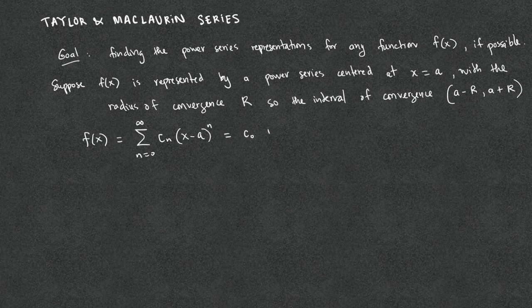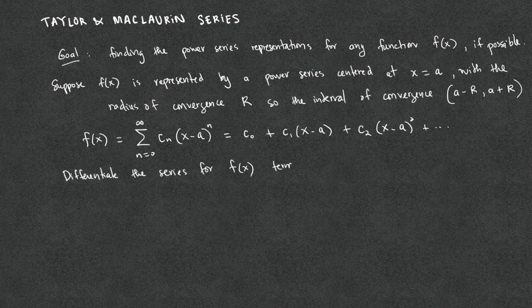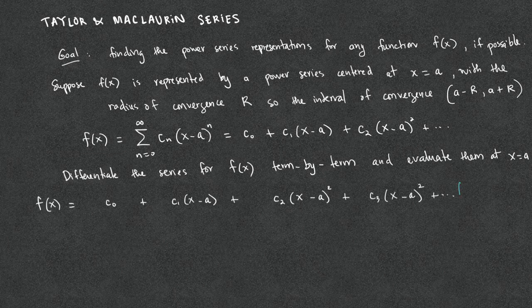When n equals 0, the term is c sub 0. When n equals 1, the term is c sub 1 times (x minus a). When n equals 2, c sub 2 times (x minus a) squared, plus so on. Then we differentiate this series for the function f of x term by term, and we evaluate them at x equals a. f of a is c sub 0.